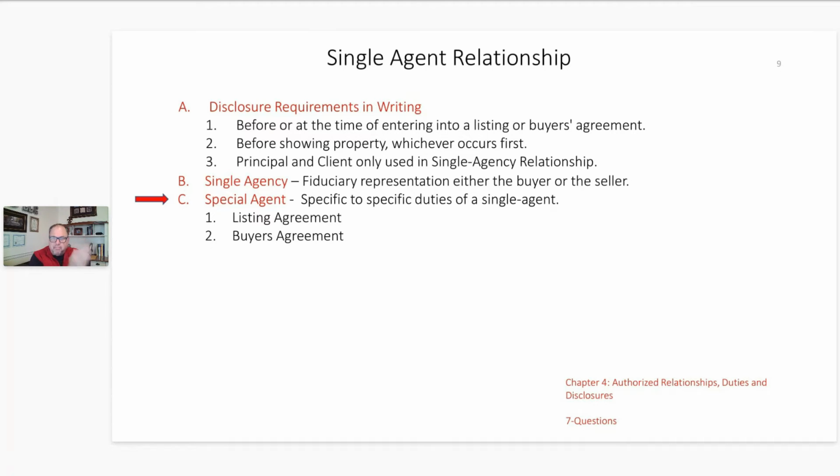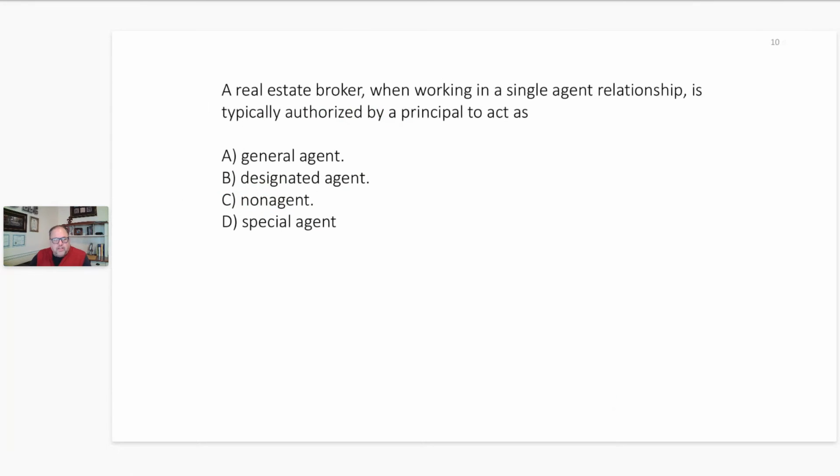I'm going to execute and buy and sell a home for you. A buyer's agreement. I've got a single responsibility to find you a home. Okay, it's not what's known as a universal agent or a general agent, but we're calling it a special agent. A special agent has to deal with a specific duty that you're doing as a single agent for a seller or a buyer. Okay, so the question may read, a real estate broker, when working in a single agent relationship, there's my key word right there, is typically authorized by a principal to act as what?